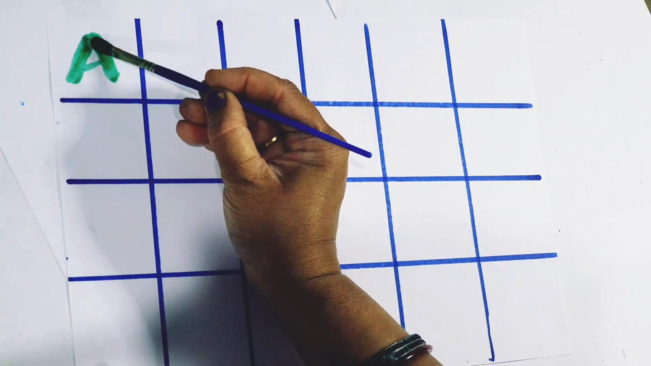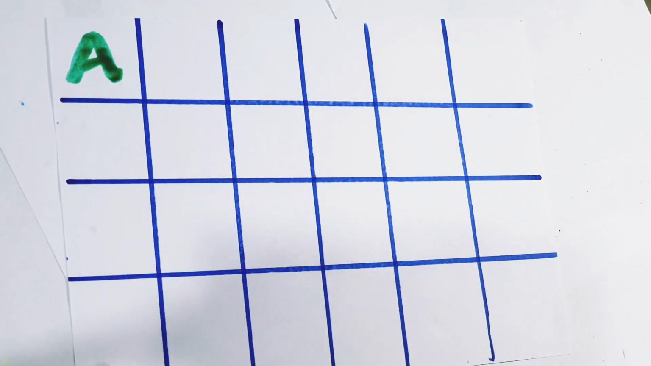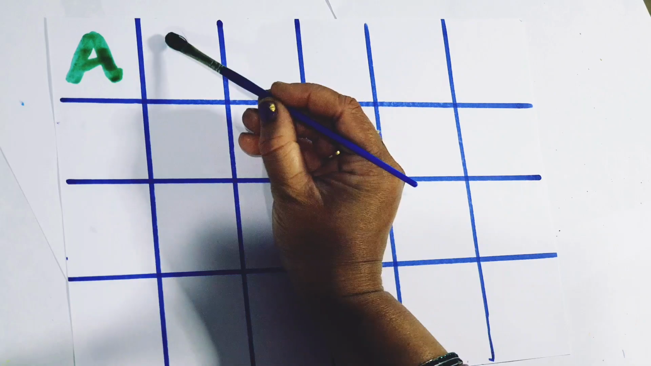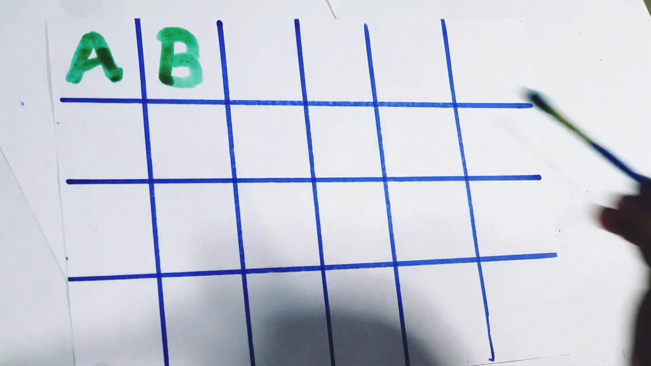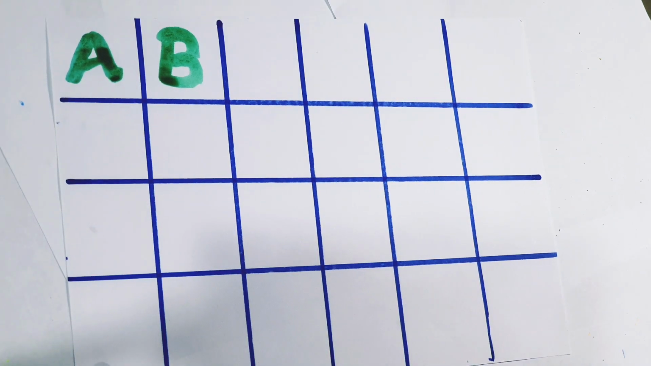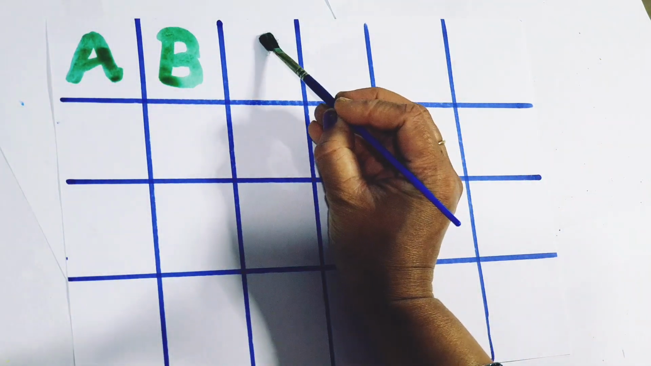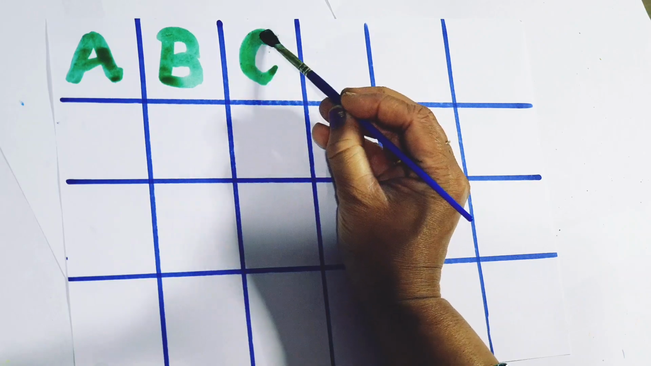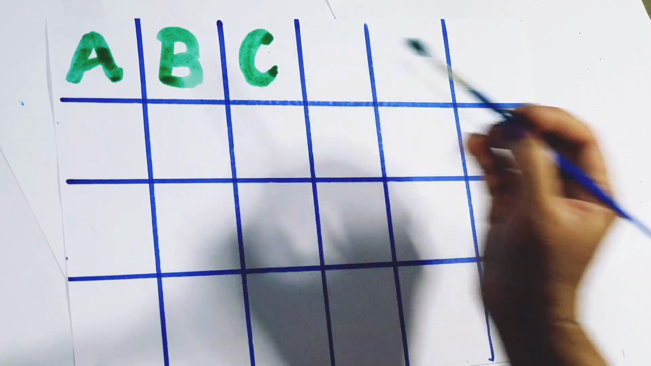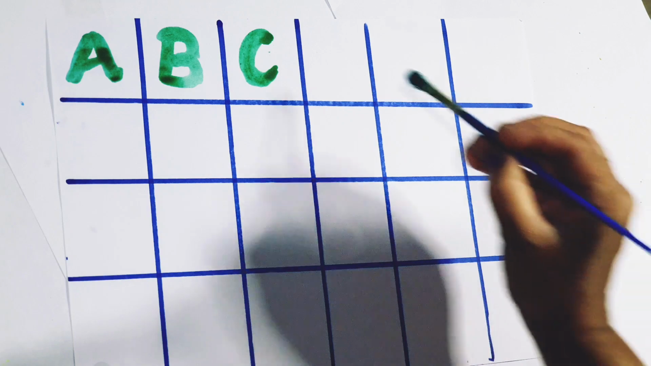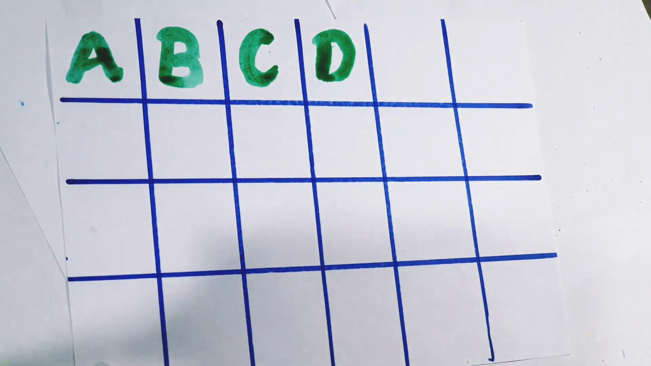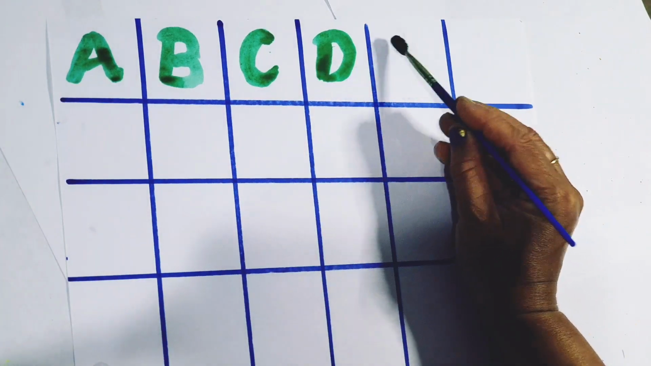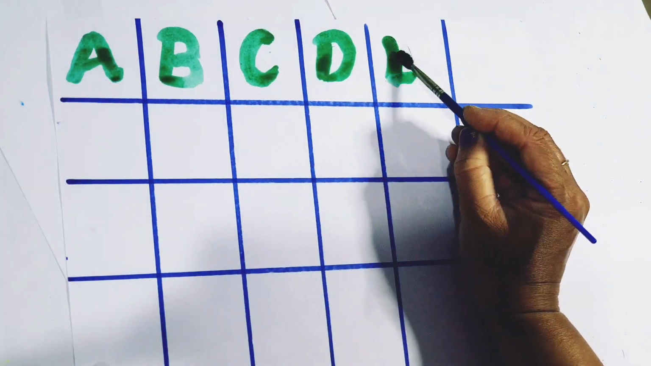A for aeroplane, A for aeroplane. B for ball, B for ball. C for carrot, C for carrot. D for dog, D for dog.